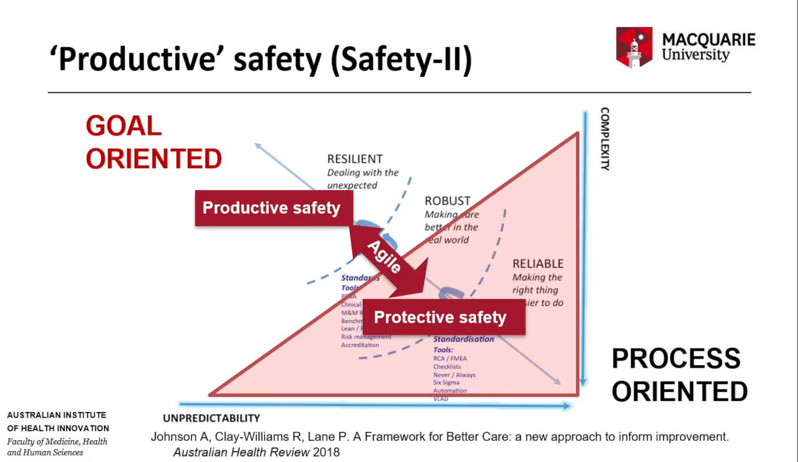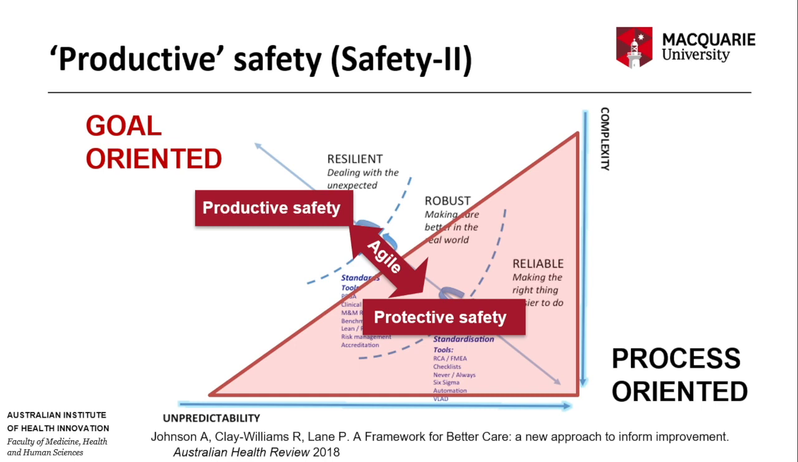So the space that we look at in the resilience space, we term productive safety. It's another word for safety two. Either would be used. And the idea is that you move between the two spaces with your tools, depending on the situation that you find yourself in. So if you have a problem that's really easy to understand, it's repeatable, use a safety one tool. If you have a problem that's more complex, then you might have to start thinking about safety two or resilient tools.